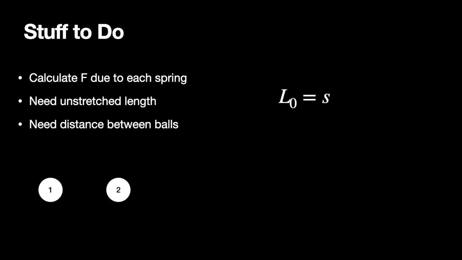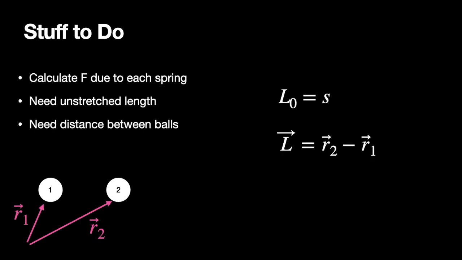We're just going to call that S. Now, what about the length between the two balls? So here's ball 1 and here's ball 2. Each of those has a vector position, the pos function of the ball. And so the length of the vector is just going to be r2 minus r1, which is going to be equal to the axis of each of the springs. But as things move around, I need to change those axes.